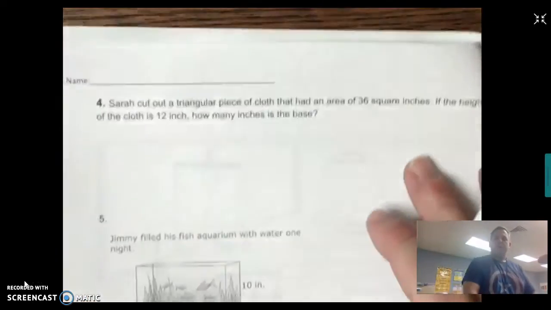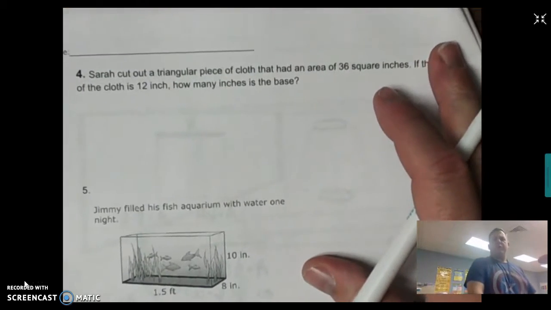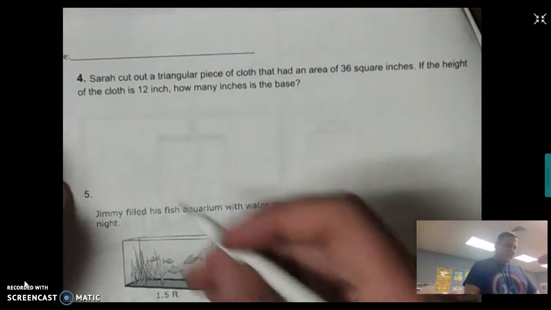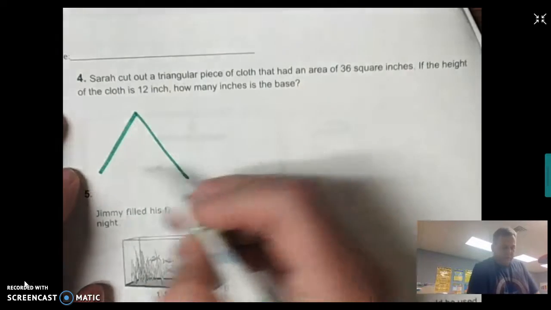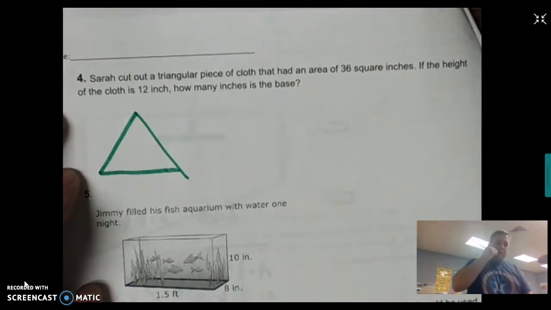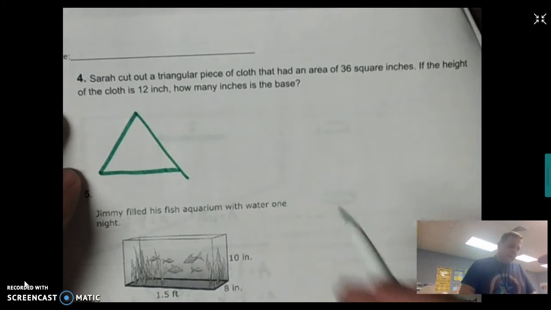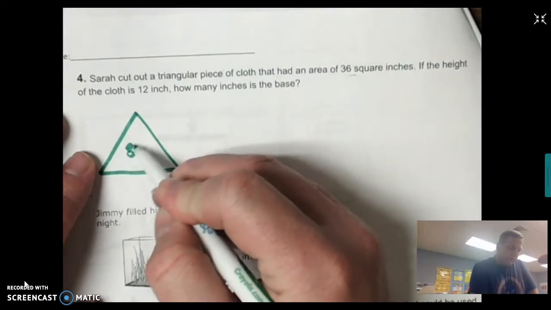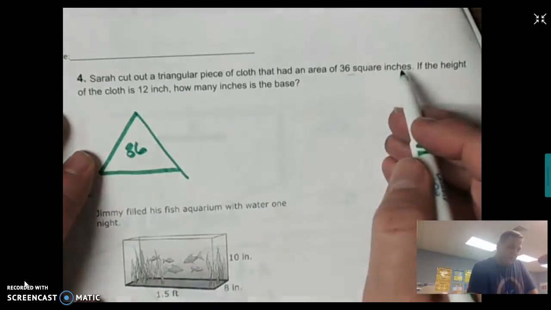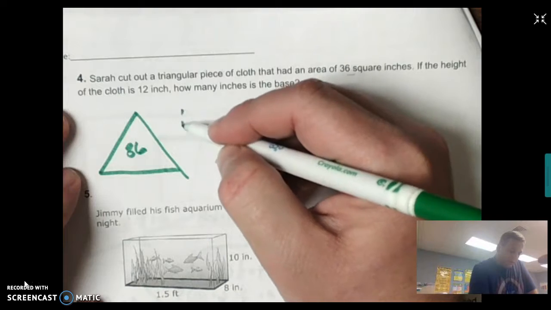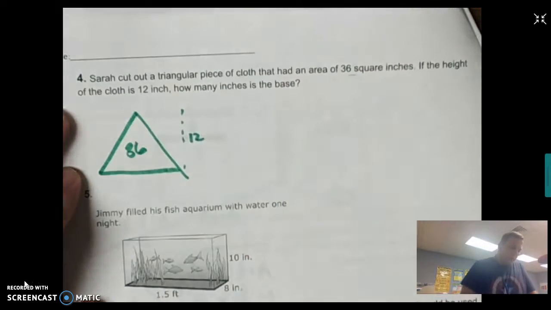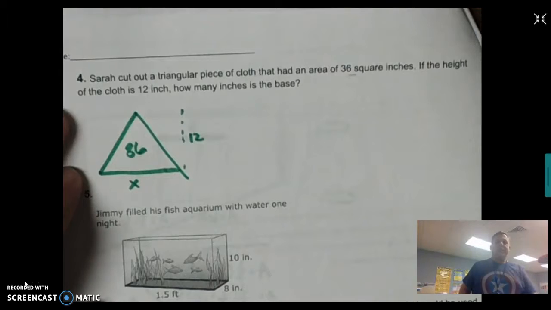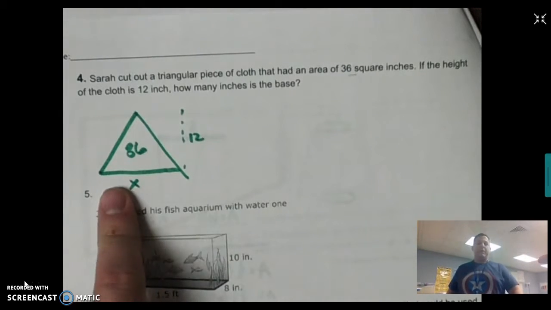Number 4. Okay, so on number 4 we have one of those geometry questions without a shape. Always draw the shape, it just makes it easier to see it. So I know I'm dealing with a triangle. I don't know that it's an equilateral, but it's a triangle, and it doesn't matter as long as I have a representation. Has an area of 36 inches. The height of the cloth is 12, so I need to know how many inches. I don't know how long my base is.